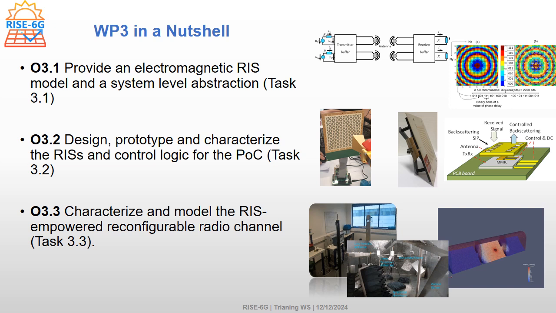So, in a nutshell, these are the three objectives that we have. First one was to provide an electromagnetic RIS model and a system-level abstraction. Second one was to design, prototype, and characterize the RIS and the control logic for the proof of concept. The third one was to characterize and model the RIS-empowered reconfigurable radio channel.